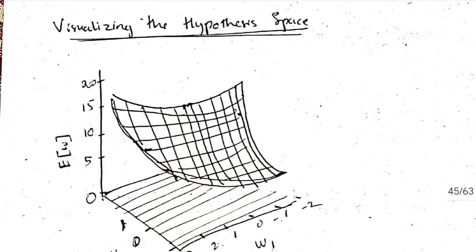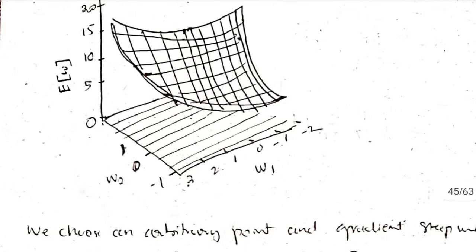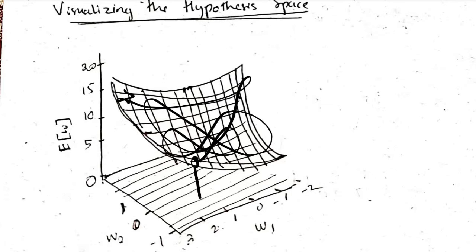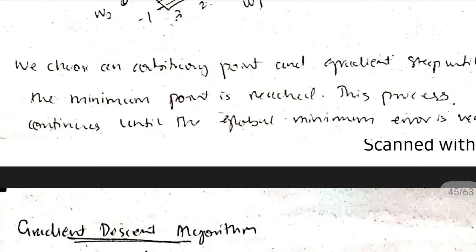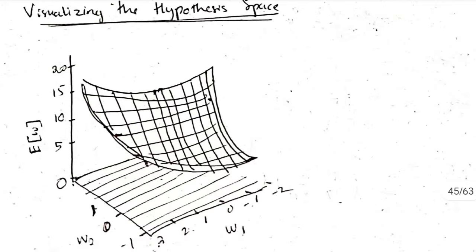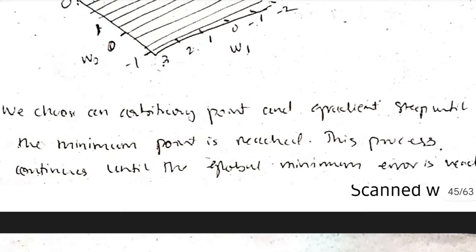Visualizing the hypothesis space. This is the E(w) value, and this is the w1 and w2 weights. In the 3D vector if we see, it looks like this, and this is the minimum point which we have to reach, but we are somewhere here. So what we'll do, we'll move like this, again go there, again go there, again like this. We'll keep on going until we reach the minimum point. That is what visualizing the hypothesis space is. We will keep on doing the iterations until we reach the global minimum value. Global minimum means in all this space, the most minimum value, that is called the global minimum value.